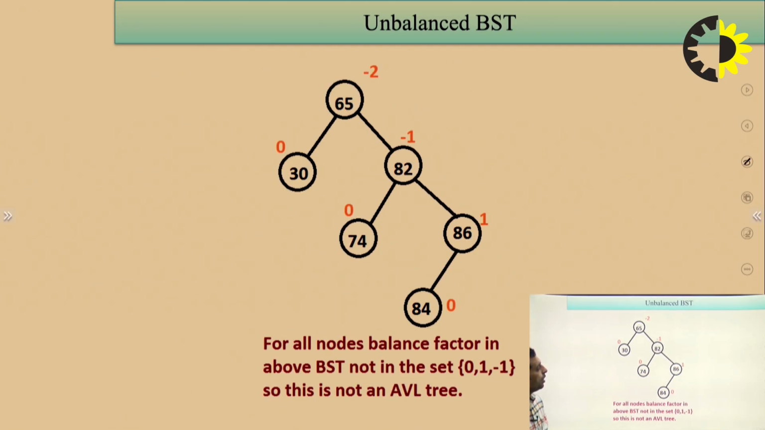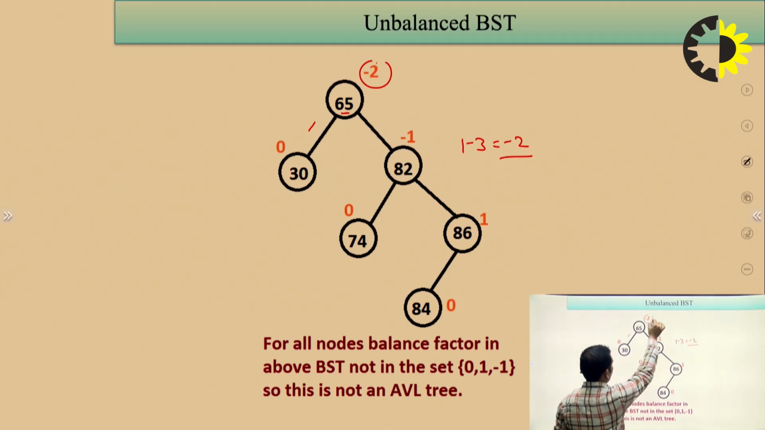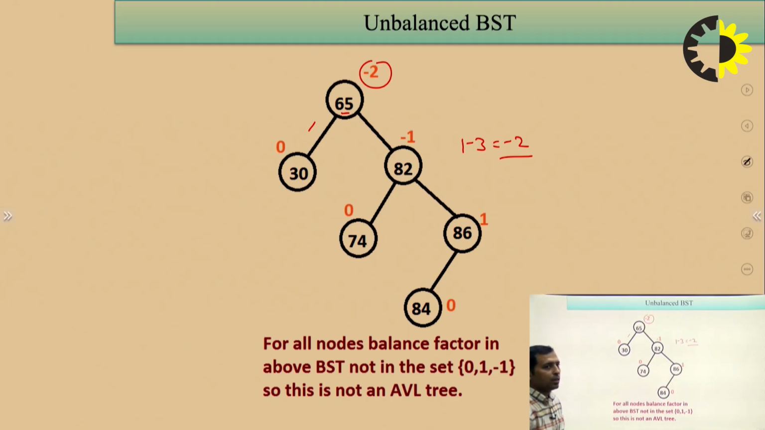Now in this case the balance factor of this particular node 65 comes to minus 2. So our tree is unbalanced. How minus 2? The height of the left subtree is 1, and the height of the right subtree is 1, 2 and 3. So 1 minus 3, that is minus 2. So our tree is unbalanced in this case.